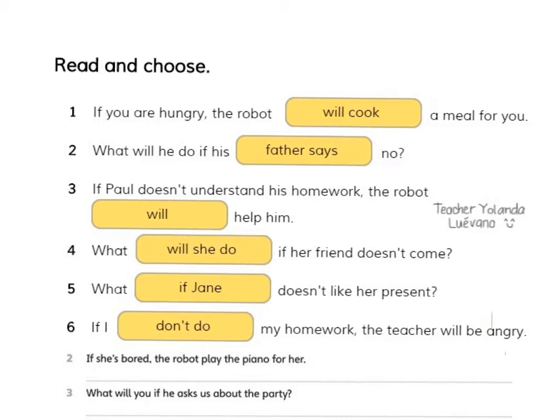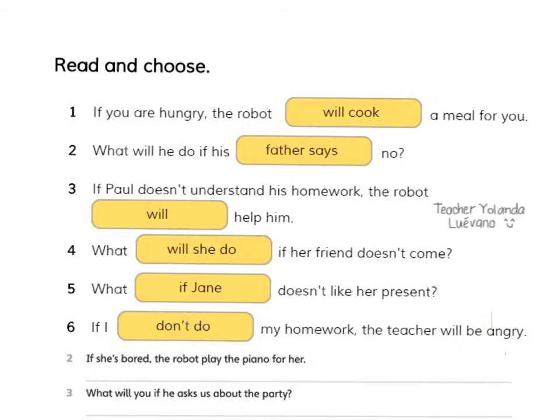If Paul doesn't understand his homework, the robot will help him. 4, what will she do if her friend doesn't come? 5, what if Jane doesn't like her present? 6, if I don't do my homework, the teacher will be angry.